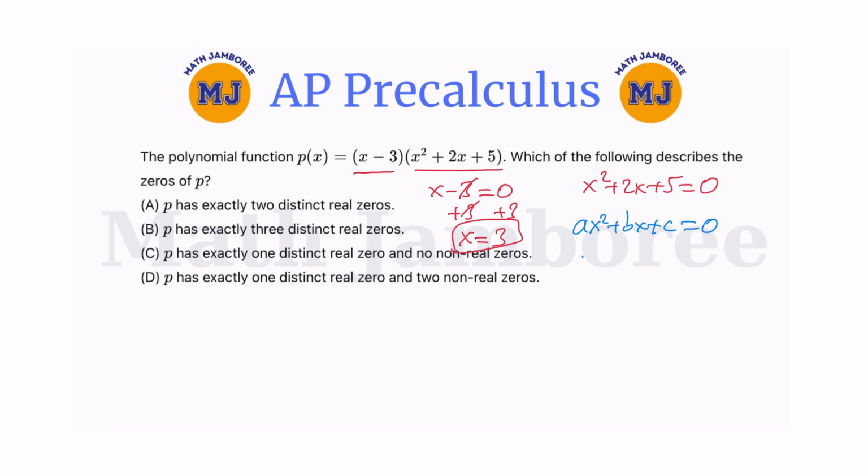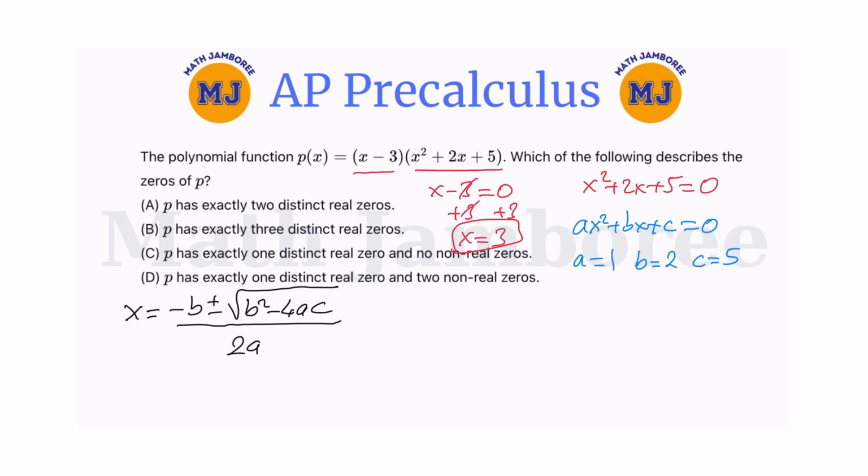So a is the number in front of the x squared, so a is 1 for this factor. The value of b is 2, and the value of c is 5. So let's write our quadratic formula: x equals negative b plus or minus the square root of b squared minus 4ac, divided by 2a.